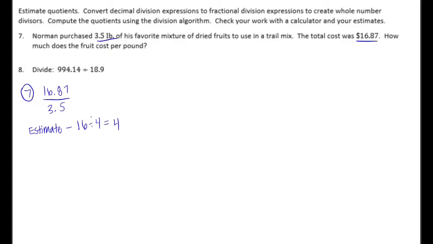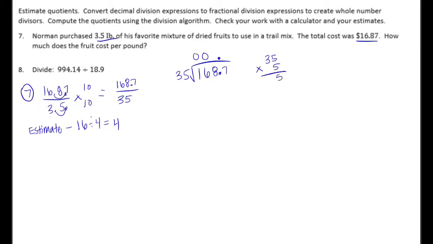Now let's make this have a whole number divisor. I'm going to move that one place, which means I multiplied by 10. So we get 168 and 7/10 divided by 35. And now we need to actually solve. I'm going to bring the decimal point straight up. 35 can't go into 1 or 16. It could go into 168. Let's try maybe 4 or 5 times.